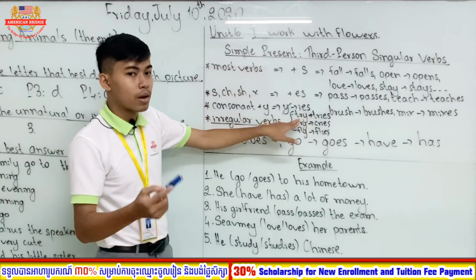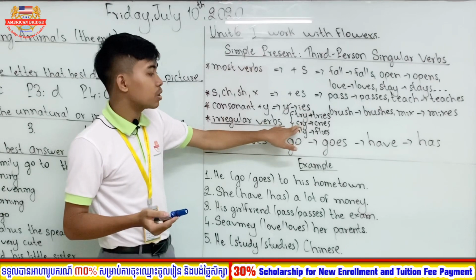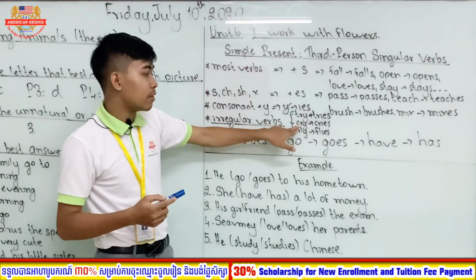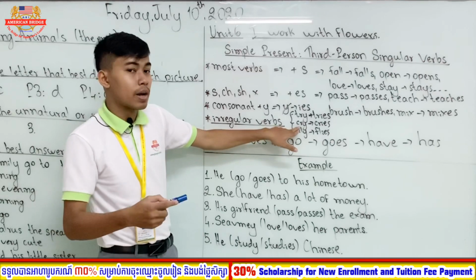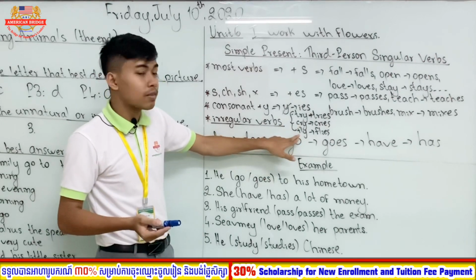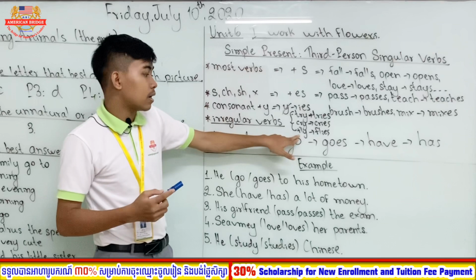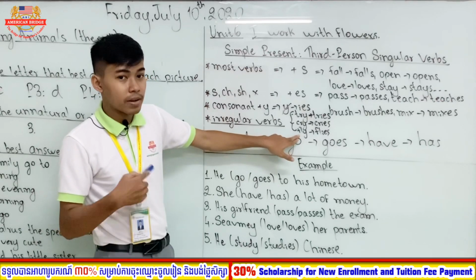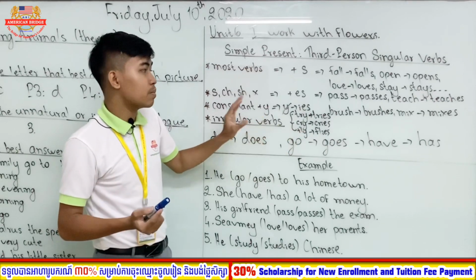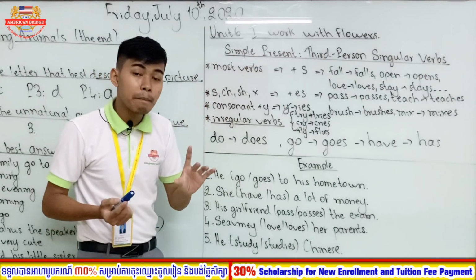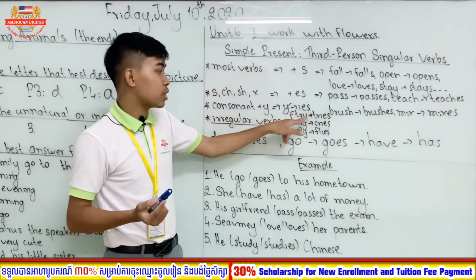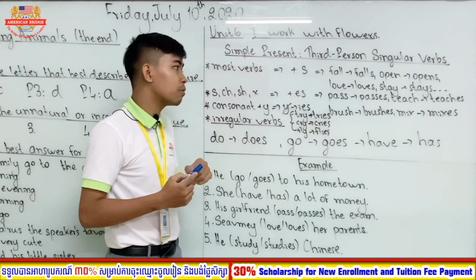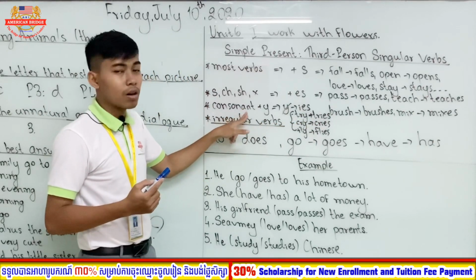So he tries to study hard. Also the word cry, we have to erase y and add ies. Example, she cries a lot. And the word fly, example, he flies to America. So when we use third person singular and the verb ends with consonant plus y, we have to change y to ies. How about the verb that ends with vowel plus y?